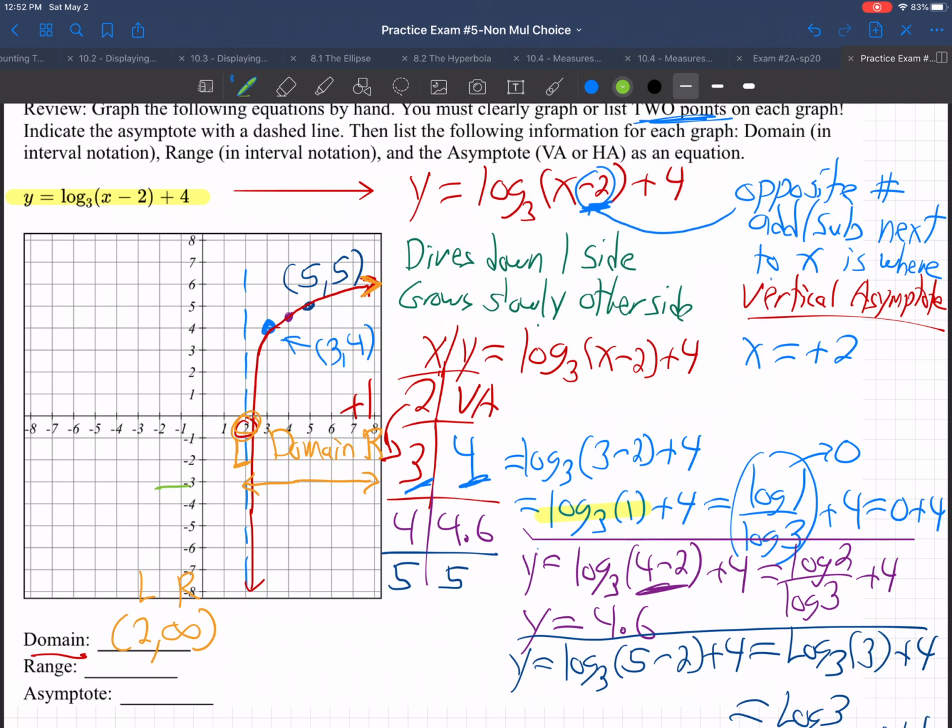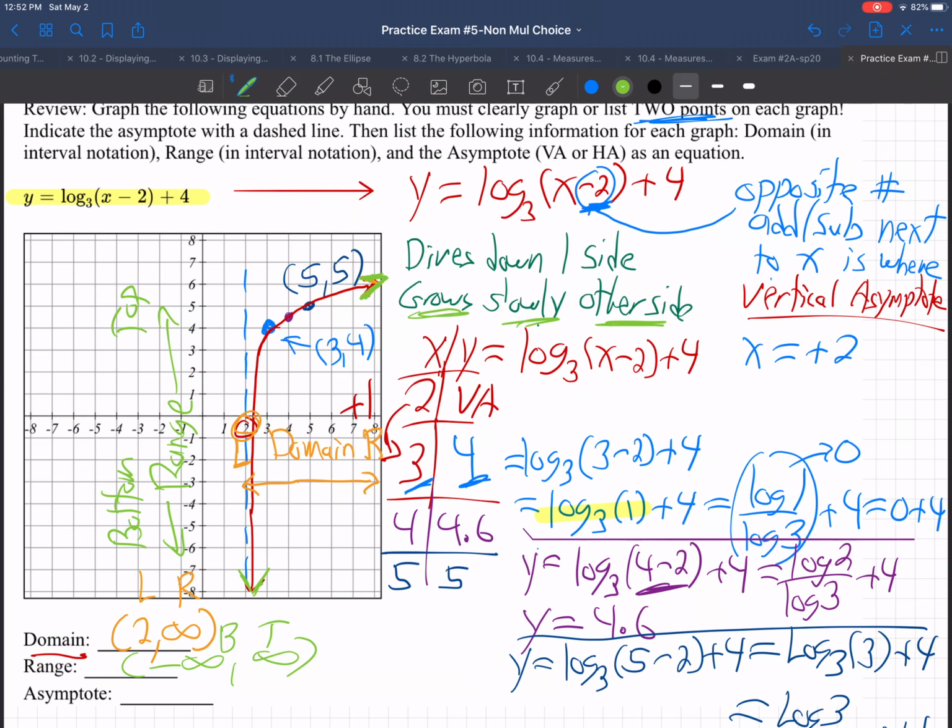The range is the same thing, but it's up and down. So the range is how far down, how far up, bottom, comma top. How low does the graph go? It goes down forever. How high? Up and right forever. It's not going up very fast. It's slow growth. Remember I said log graphs always take a dive on one side and go up forever, grows slowly on the other side. But it is going up forever, so that's going to be negative infinity to infinity. That's the bottom, comma top.